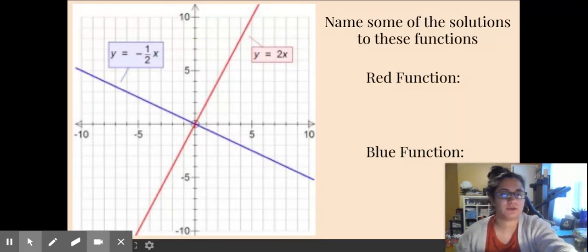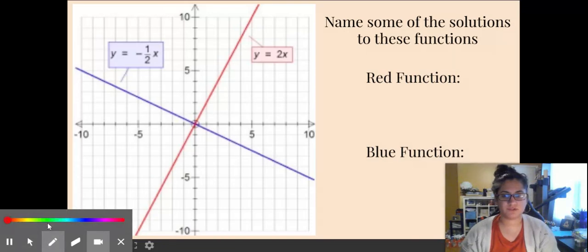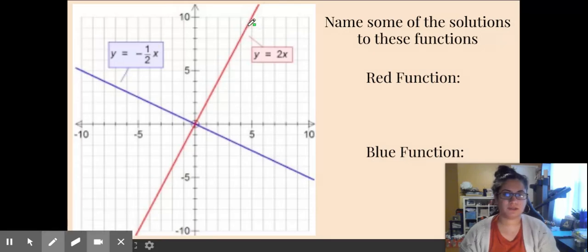So you can go in here and we can name some of the solutions to these functions. Let's do green because they aren't the same color here. So any of these points along this red line are going to be solutions, including this magical point right here, 0, 0. That's the big obvious point that it runs into. These little fractions here, this looks like -1, -3. It looks like -4, -6 is a point. All of these are solutions to the red line.